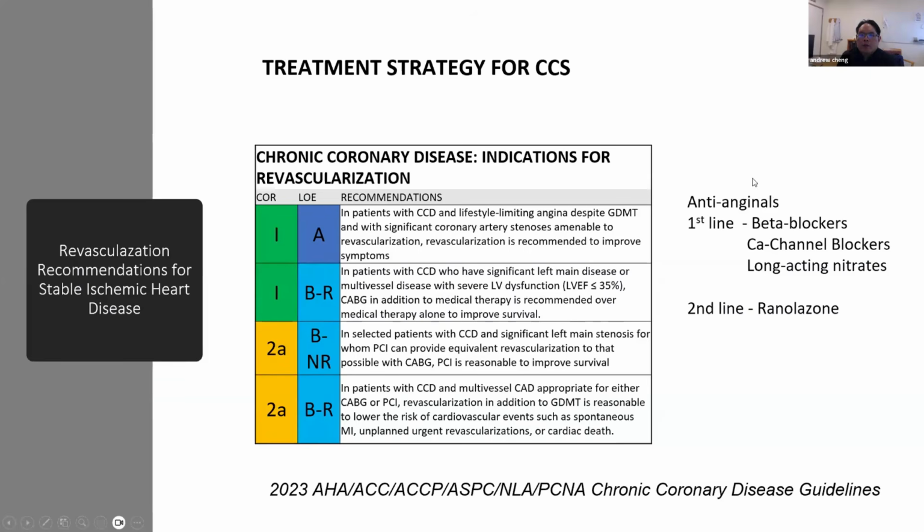So your medical therapies to improve angina are first-line beta blockers, calcium channel blockers, or long-acting nitrates such as isosorbide mononitrate. A second-line medicine that you could use is ranolazine. And generally, we recommend patients being on at least 2 antianginals before considering revascularization.